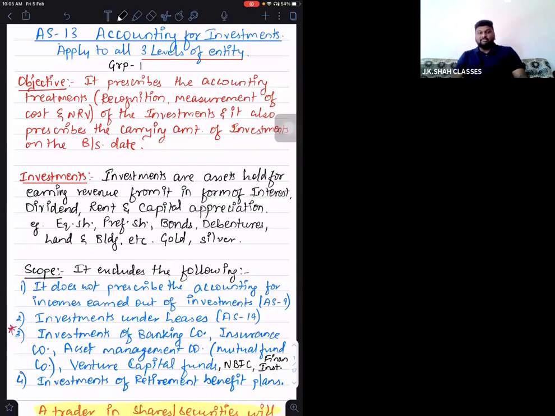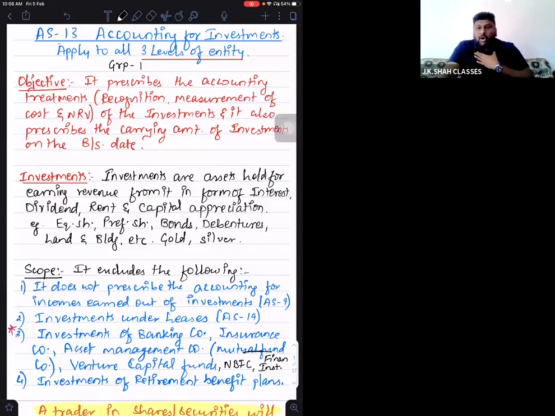Sir, you are an insurance company and you hold investments. AS13 not applicable because IRDA guidelines are there. You are a mutual fund company, means you are a company who is issuing mutual funds to general public. So as a mutual fund company, you invest somewhere because out of that you will pay your clients your dividends. So when a mutual fund company is investing somewhere, AS13 is not applicable because they have to follow the SEBI guidelines.